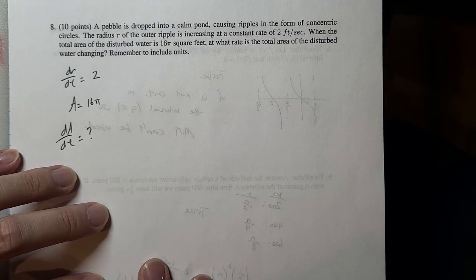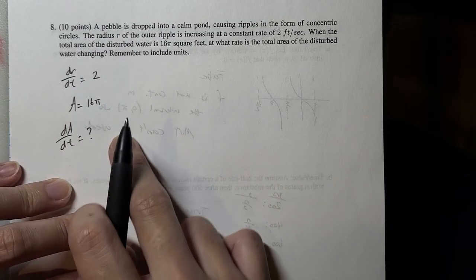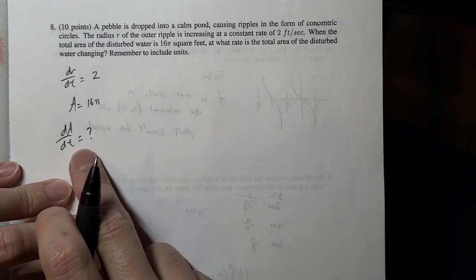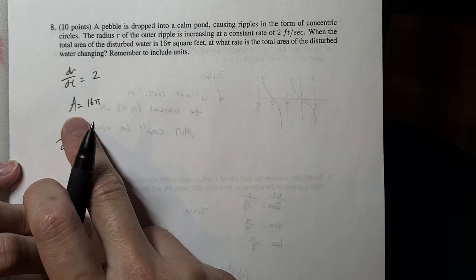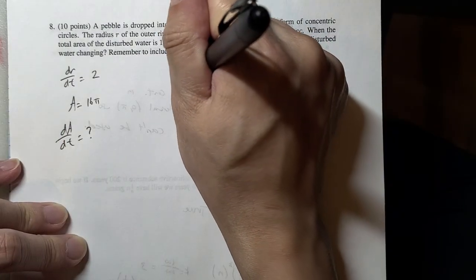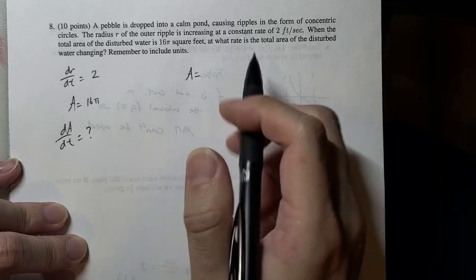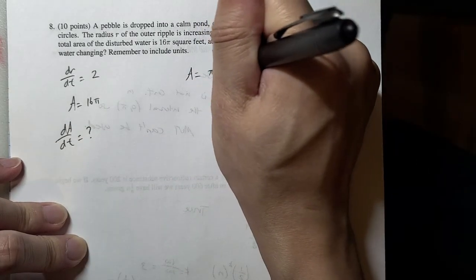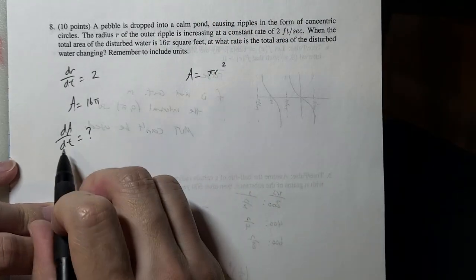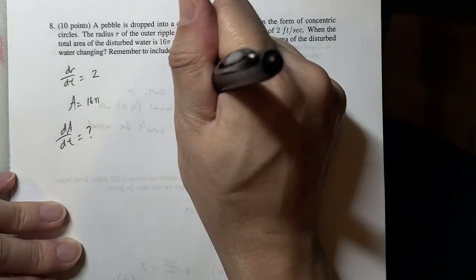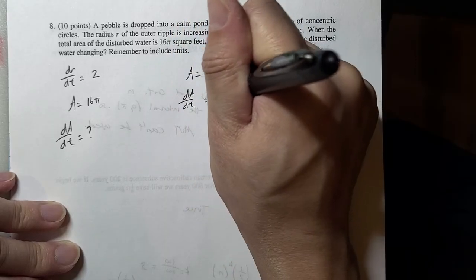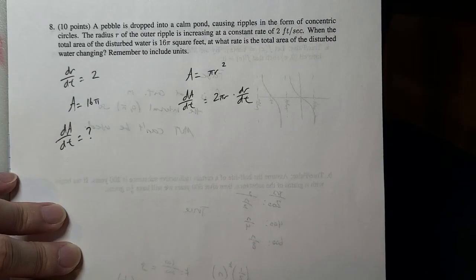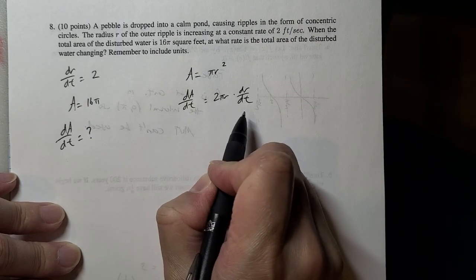Okay. So they give us these two. We're interested in this. So maybe let's write out the formula for area. It's a circle, right? What's the area of a circle? Pi r squared. Okay, we want dA/dt, so let's differentiate. It'll be 2 pi r dr/dt.